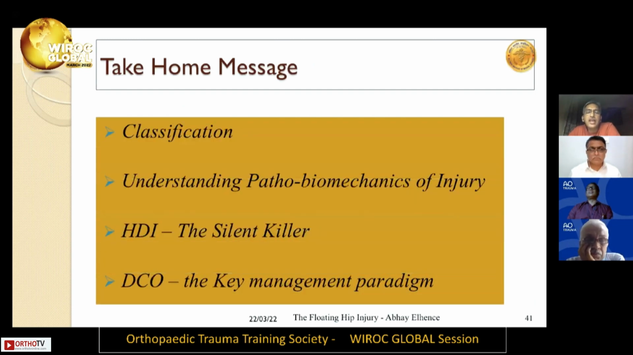So the take-home message for the floating hip pelvises is that it's a high energy trauma. It can cause a loss to life, and the priorities are saving life, limb, and function. One needs to be able to understand and classify these injuries. One needs to understand the biomechanics of damage of these injuries. Hemodynamic instability, very often, both subtle and very visible hemodynamic instability is the killer. So one has to be very clear. And damage control orthopedics is probably the key to saving this patient and getting them back to optimal function.